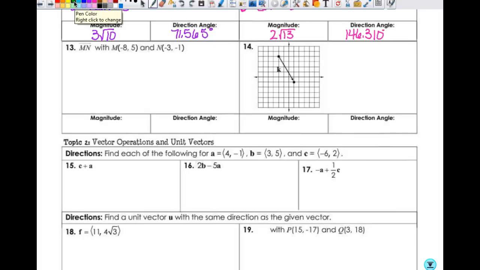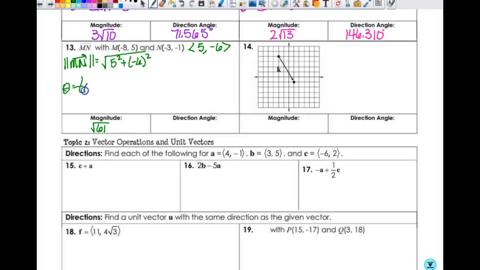All right, so again, I have to find the component form. So negative 3 minus a negative 8 is going to give me a positive 5. Negative 1 minus 5 is going to give me a negative 6. All right, so I find the magnitude of MN. That's equal to the square root of 5 squared plus a negative 6 squared. That magnitude gives me the square root of 61.